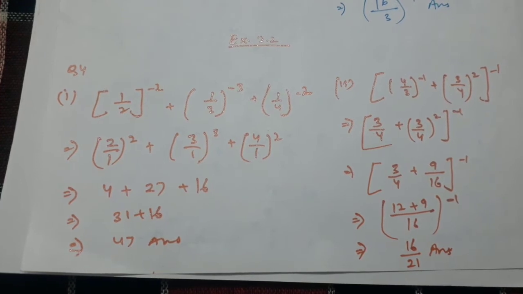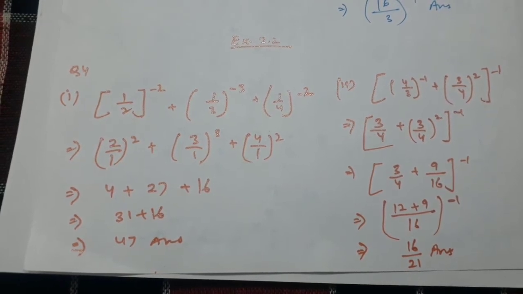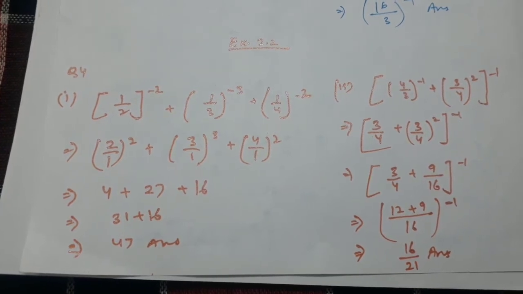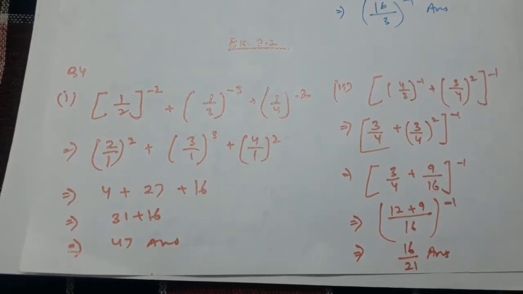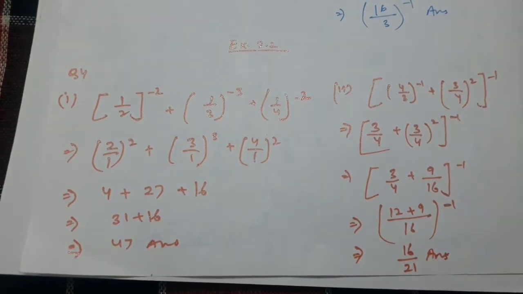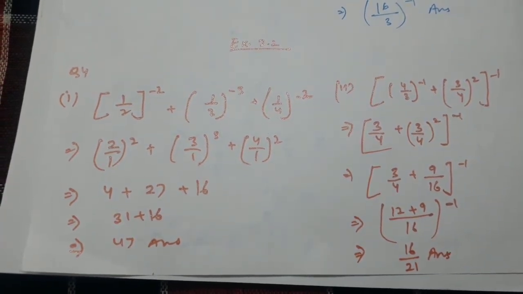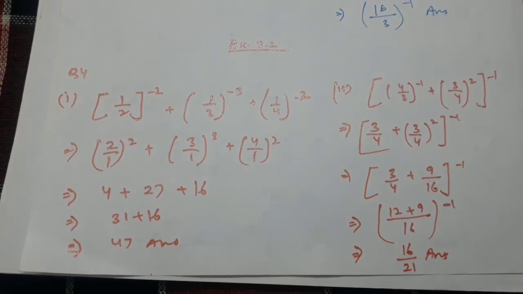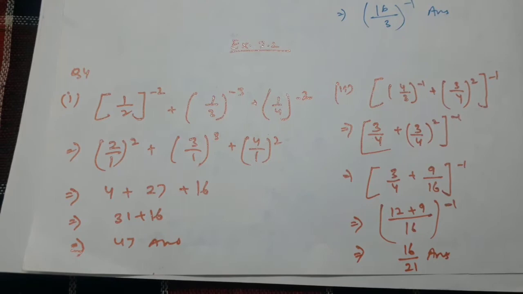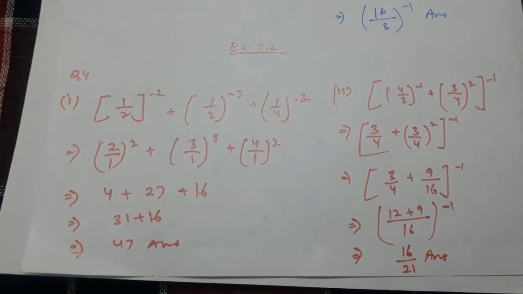So we will have the LCM as (3/4 plus 9/16) raised to the power minus 1. That is, 16 is the LCM, and dealing with the numerators we will come out with (12 plus 9)/16, whole raised to the power minus 1. So here for the removal of the negative sign from the power, we will reciprocate the number as 16/21.